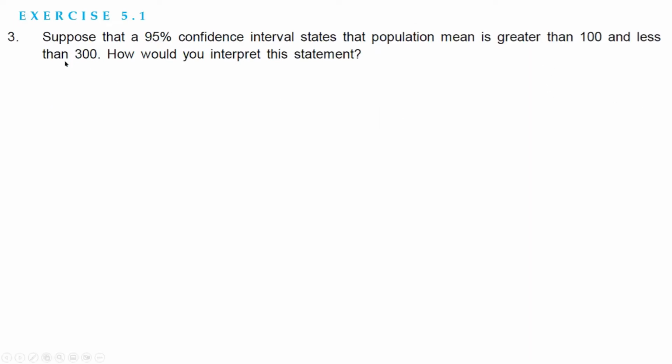Moving on to the next question. Suppose that a 95% confidence interval states that the population mean is greater than 100 and less than 300. How would you interpret this statement?